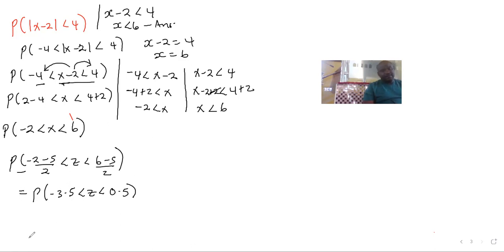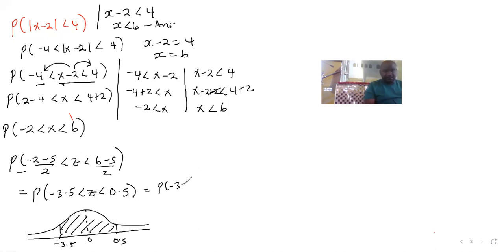So what we get is -0.5, 0, -3.5. We can now read the table. Probability from -3.5 less than z less than 0 plus probability from 0 less than z less than 0.5. What do you get?